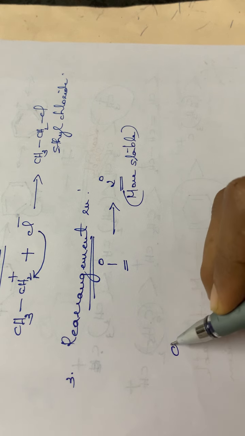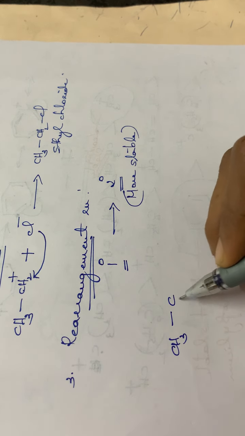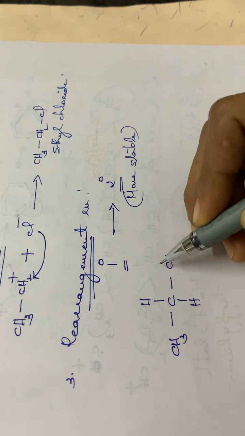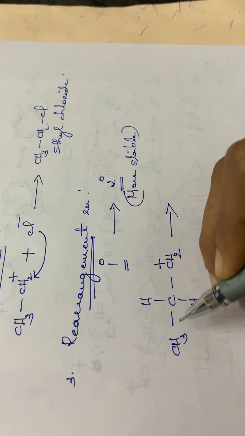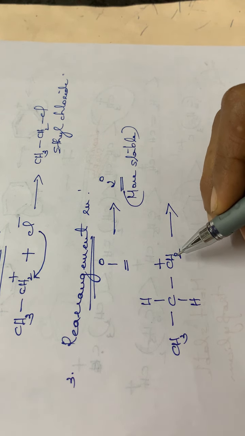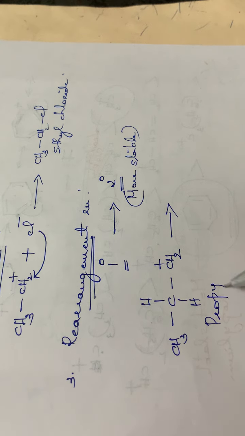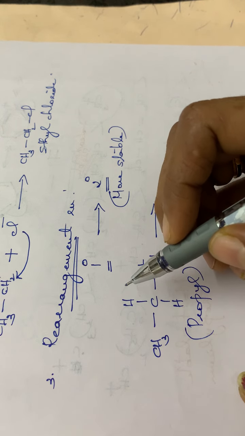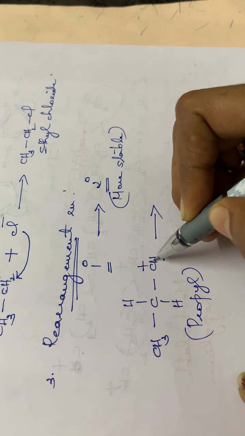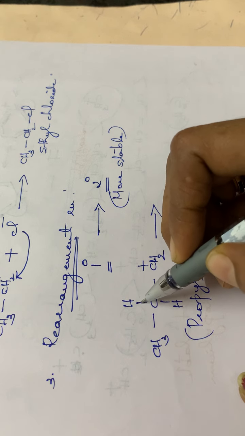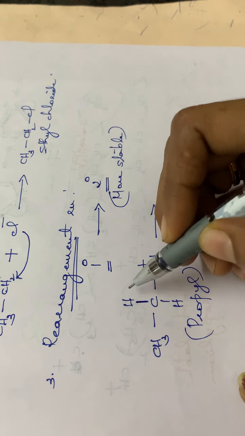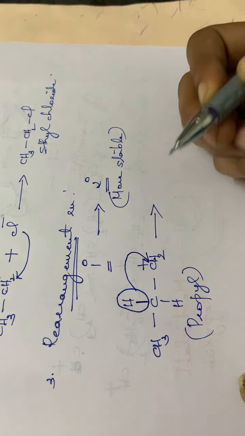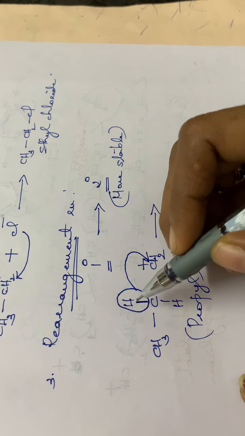So let us see an example: CH3 CH2 CH2 plus. Okay, this is CH3 CH2 CH2 plus. What is this carbocation? This is propyl carbocation. So what happens is that this hydrogen will be moving to this carbon atom as H minus. That means hydrogen will be moving along with this electron pair to this carbon atom, so that this charge will be neutralized by this H minus.